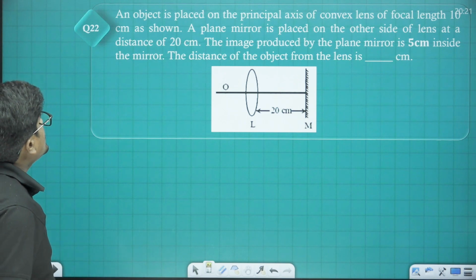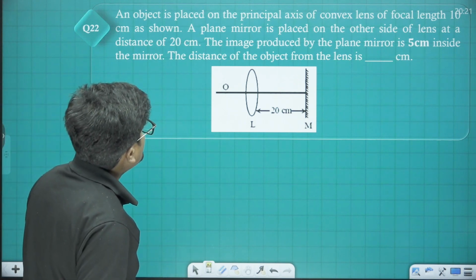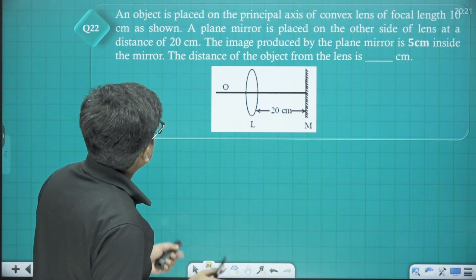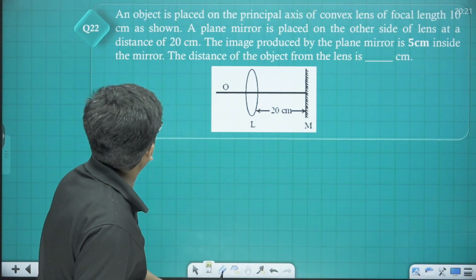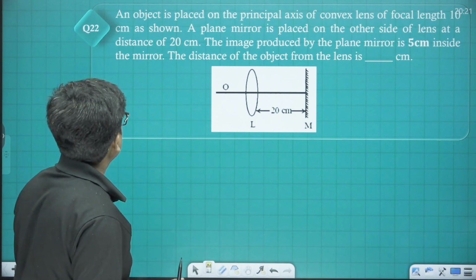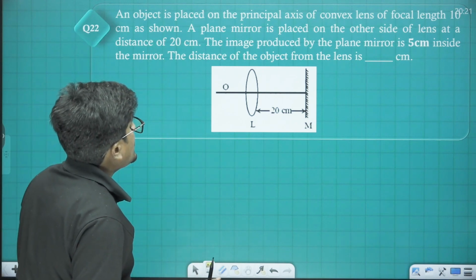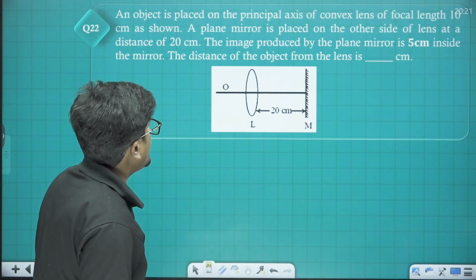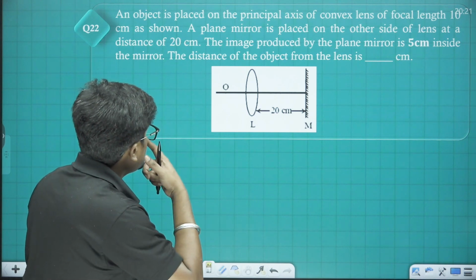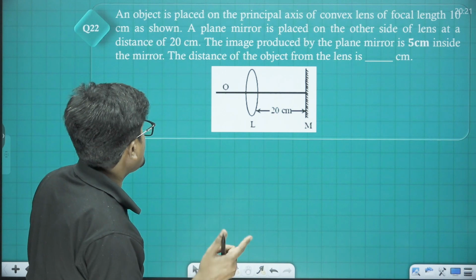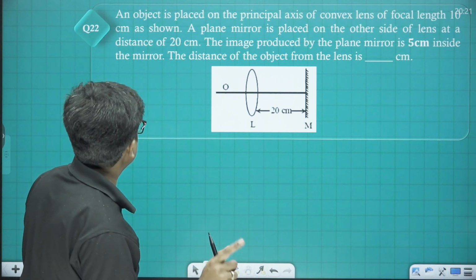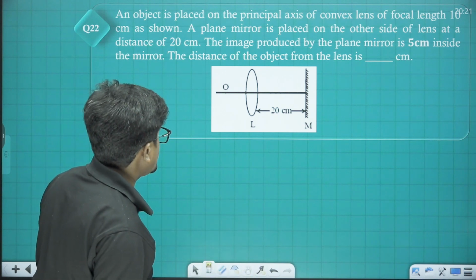The question says an object is placed on the principal axis of a convex lens of focal length 10 centimeter. A plane mirror is placed on the other side of the lens at a distance of 20 centimeter from the lens. The image produced by the plane mirror is 5 centimeter inside the mirror, then the distance of the object is.